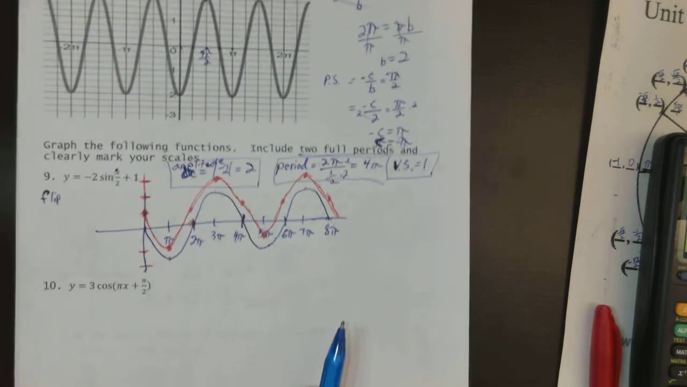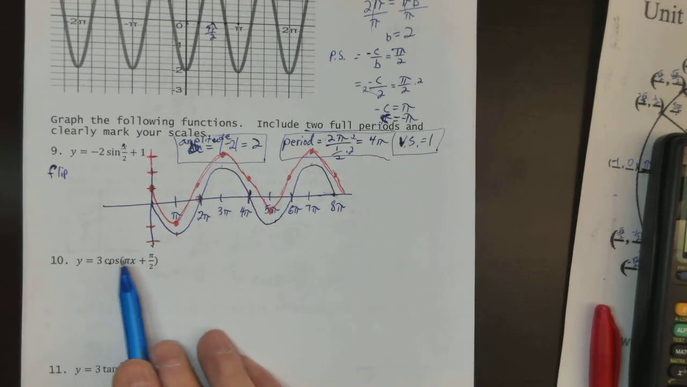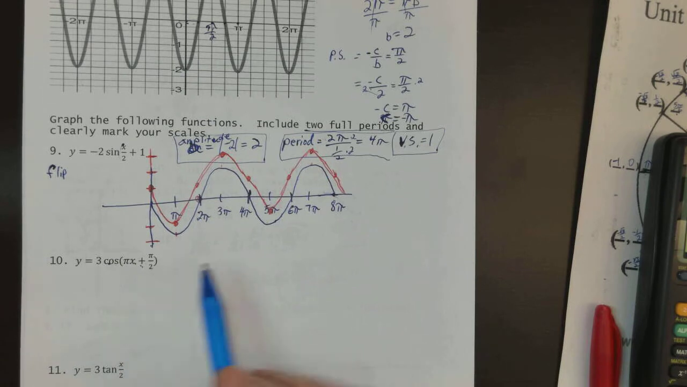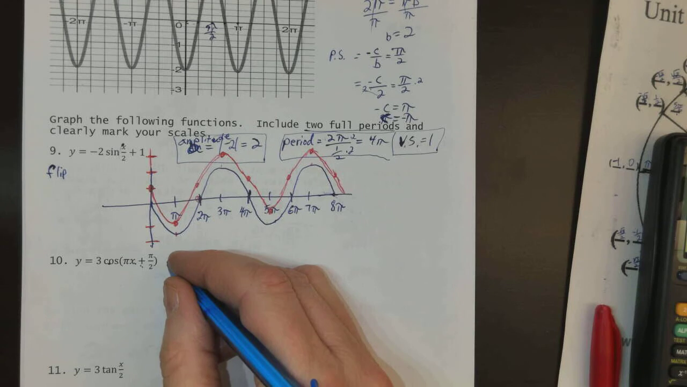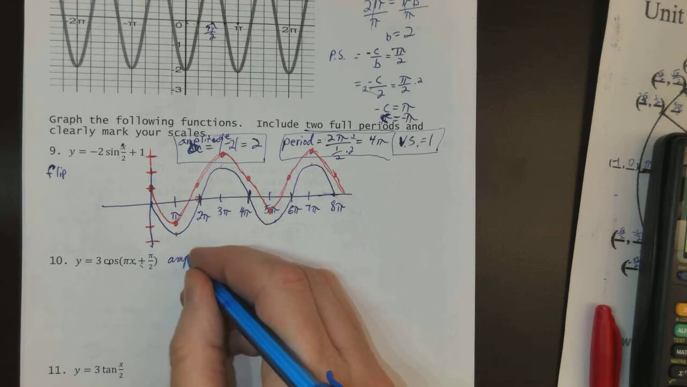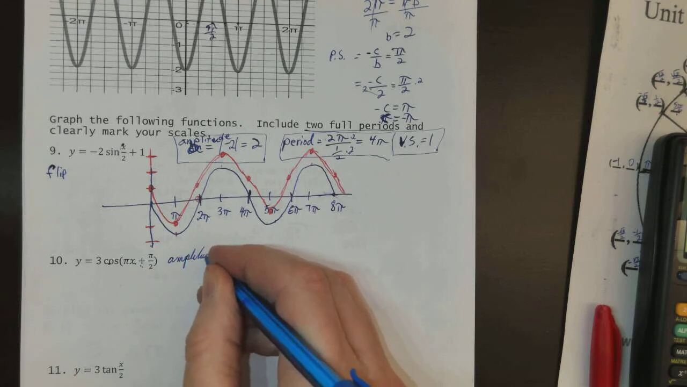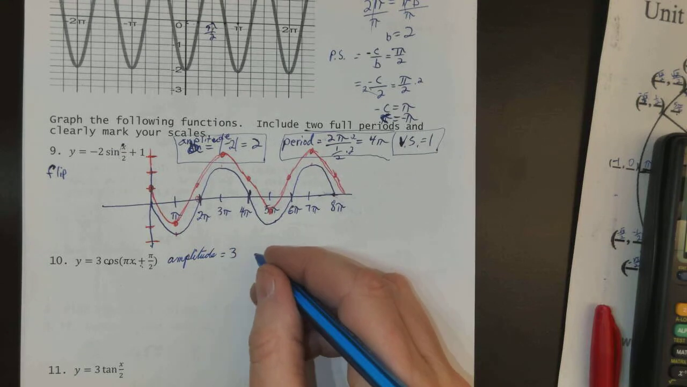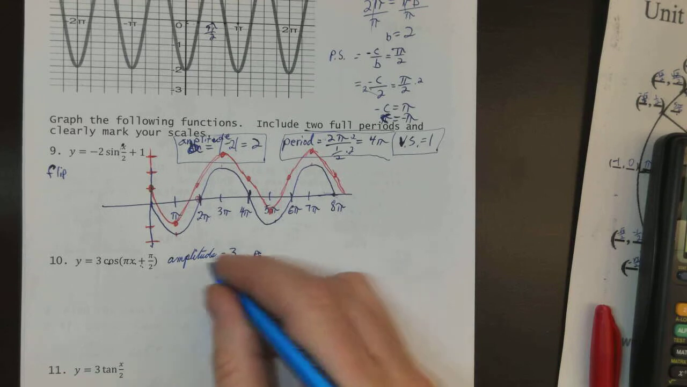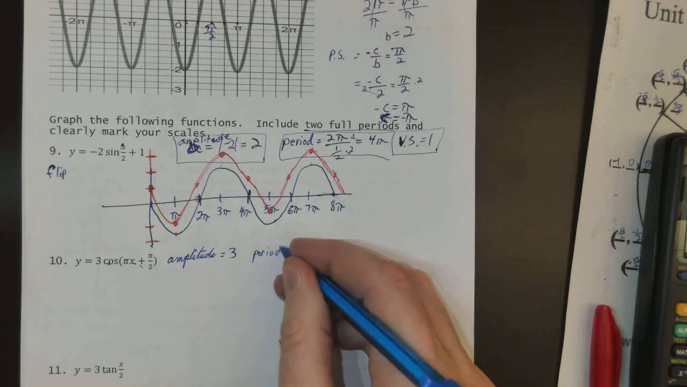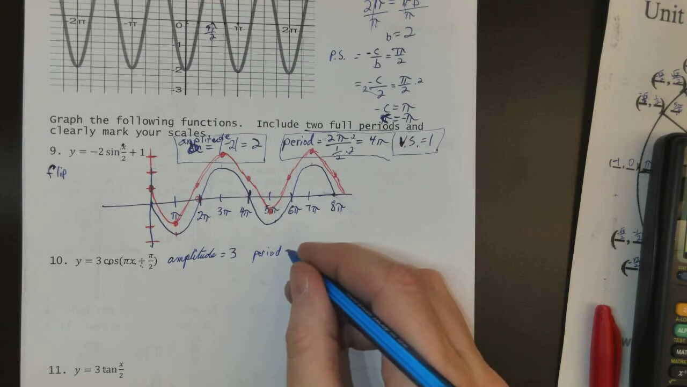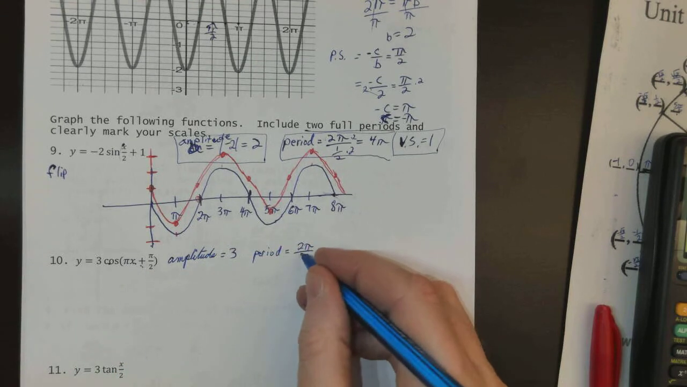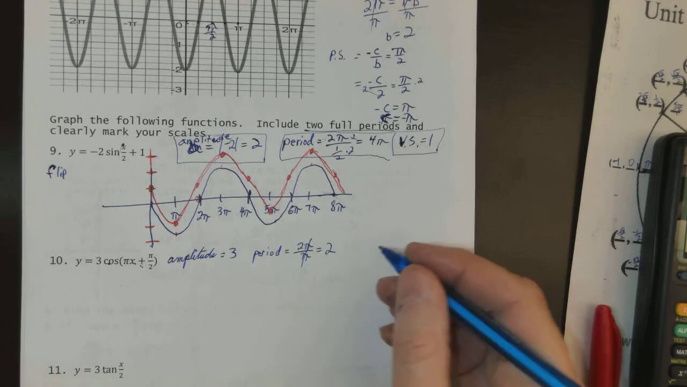Now, second one. Y equals 3 cosine of pi x plus pi over 2. All right, amplitude equals 3. The period is 2 pi over the coefficient of x, which is pi. The period is 2.